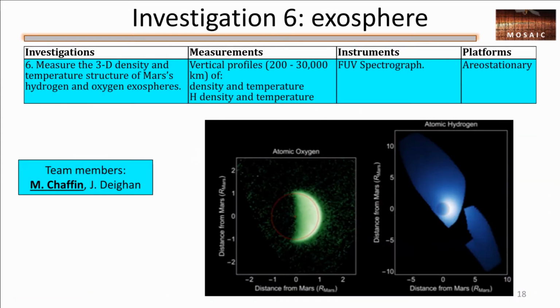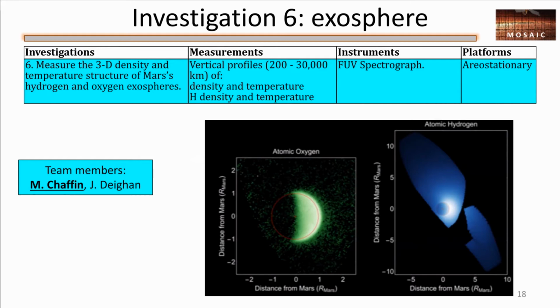Going on to investigation 6, this is the exosphere. This is the part of the upper atmosphere where the escape occurs, in particular the neutral escape of both oxygen and hydrogen. So the idea here is to measure the vertical profiles of density and temperature of both oxygen and hydrogen using an FUV spectrograph. And here, the best viewpoint is an areostationary viewpoint.